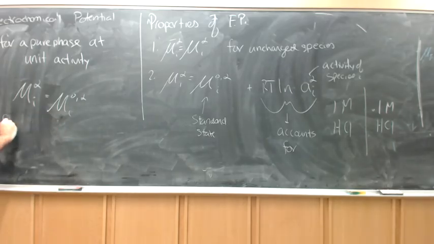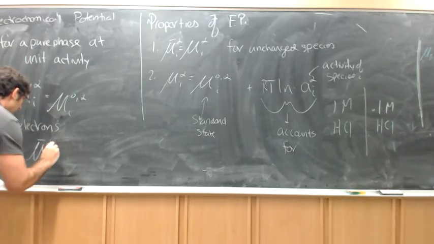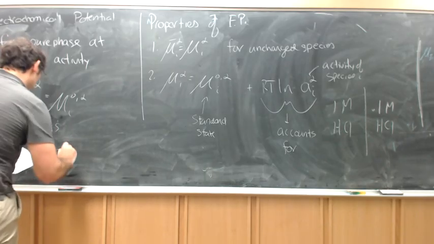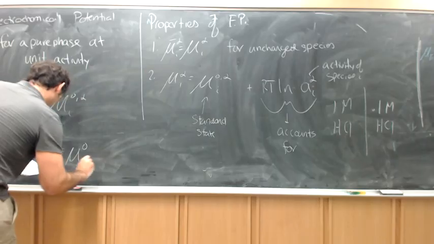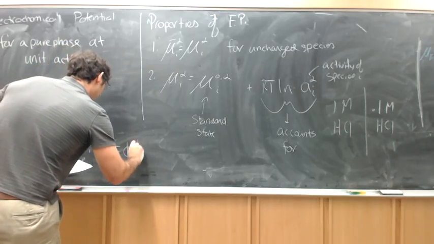For electrons, we can define mu bar e alpha, the electrochemical potential of electrons in a phase. This, by the way, is the Fermi level. For those of you who are thinking about solid state materials, it's the same thing: electrochemical potential of the electrons, Fermi level. So it's the reactivity of those electrons to do something, right? We can make that equal to mu naught e alpha minus F phi alpha.